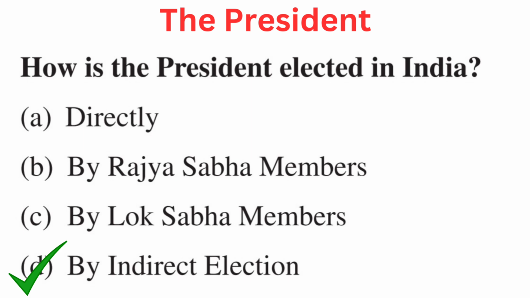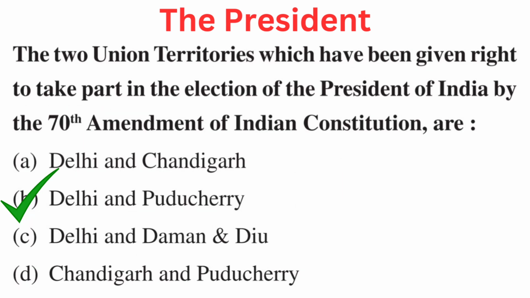Your question is, how is the president elected in India? Your options are A. Directly, B. By Rajya Sabha members, C. By Lok Sabha members, or D. By direct election. Right answer is D. By direct election.